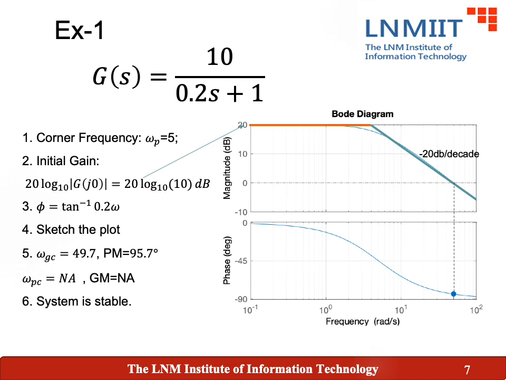Also note that the phase plot will never cross the minus 180 degree line. So in this case, we are not able to find out the value of phase crossover frequency and the value of gain margin. So since this phase margin is positive and there is no negative gain margin, we can say that the system is stable.